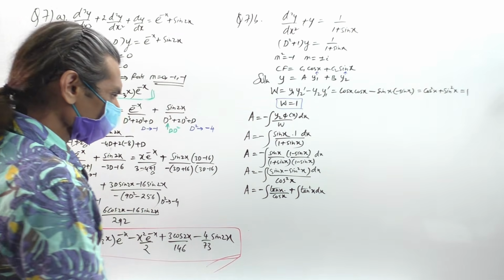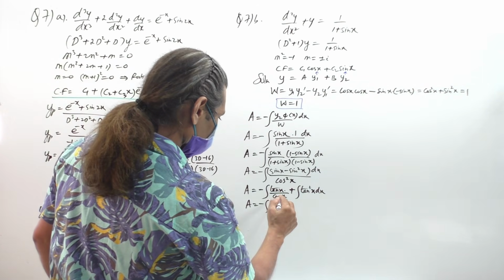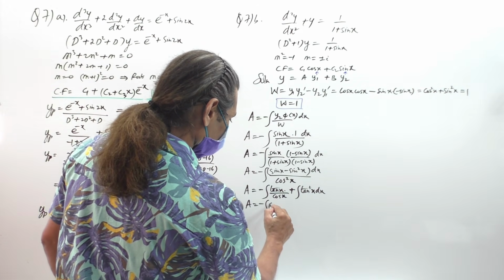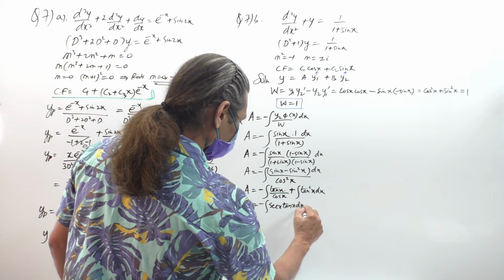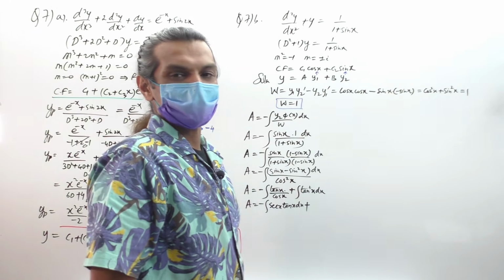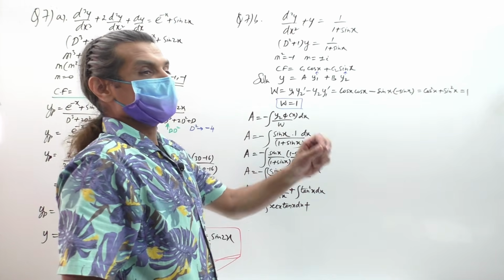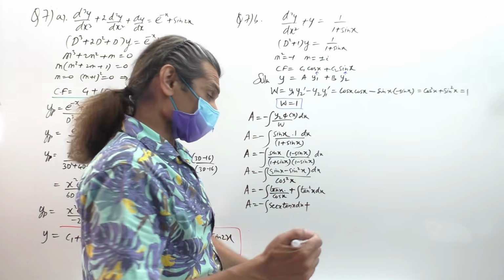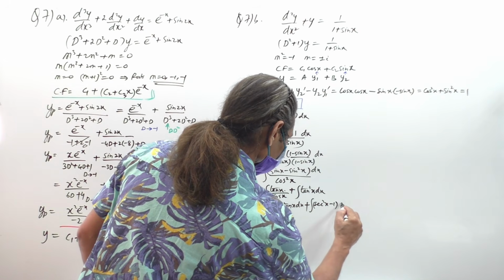Now again I can rewrite this as A is equal to minus integration of tan x by cos x, which is 1 by cos x, secant x into tan x dx. And how do we integrate tan square x? See, tan square x is what? 1 plus tan square is secant square, so tan square is always taken as secant square minus 1, because the standard integration of secant square x is tan x. So we have secant square x minus 1 dx.